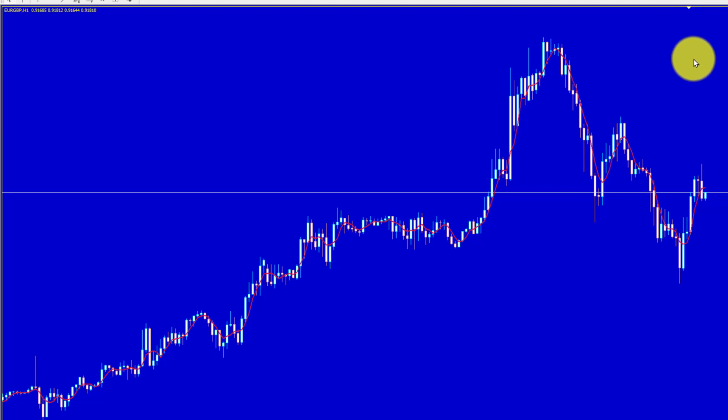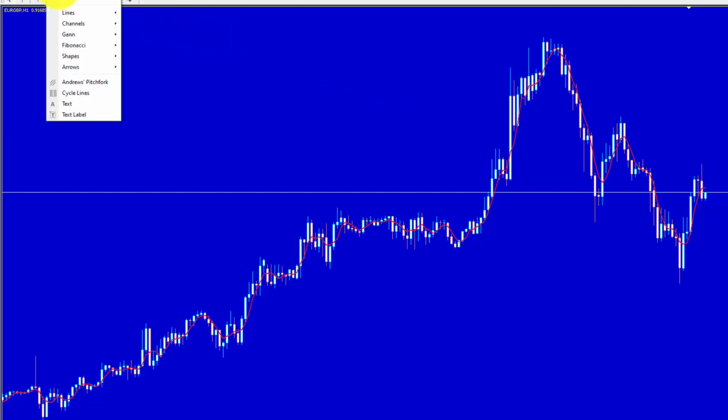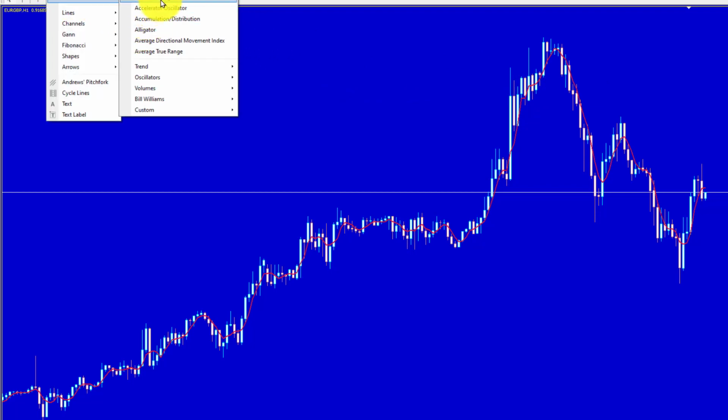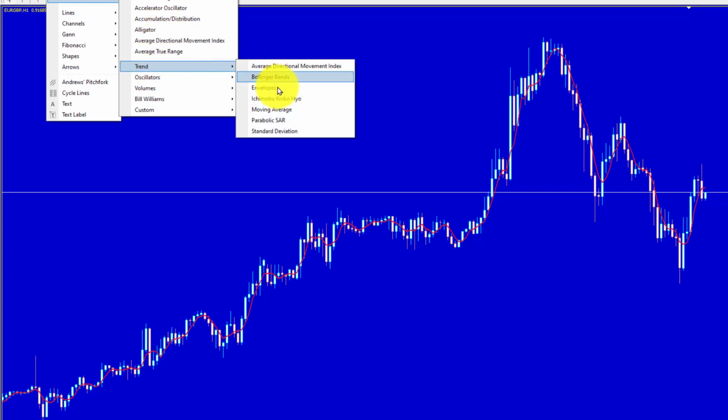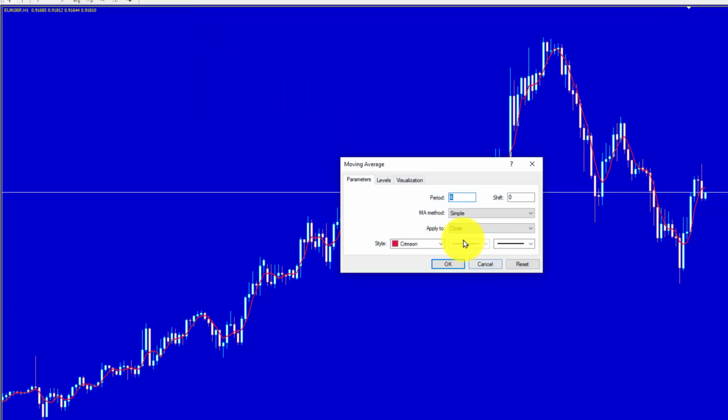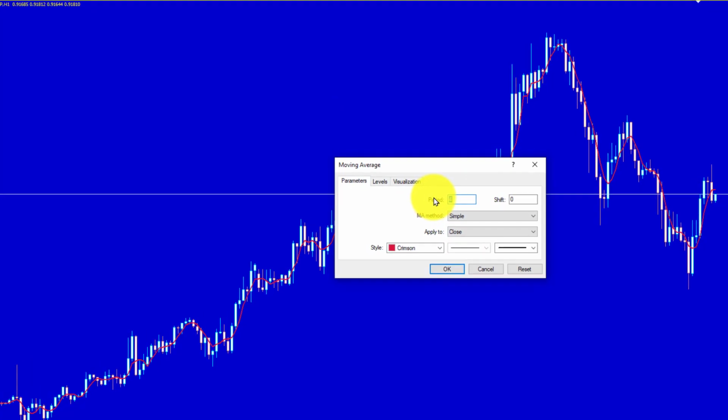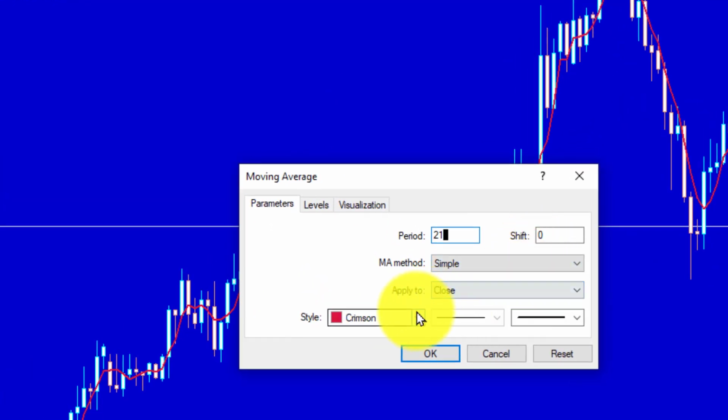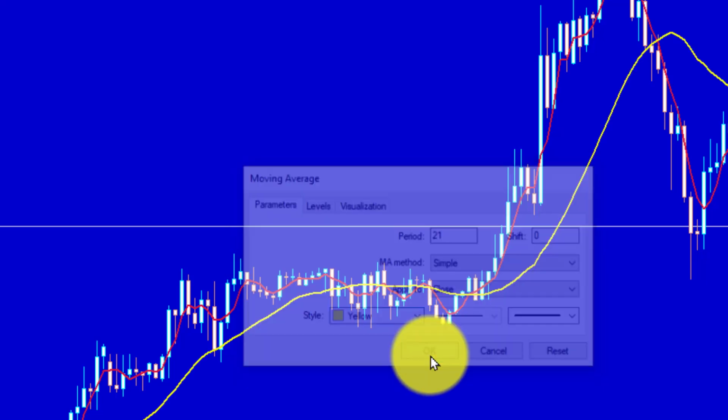So the first thing I would do is I would increase the period of the indicator. That's one way. So that's what I'm going to do. I'll just add another indicator. Insert indicator, and we'll go trend, and we'll go moving average, and let's go to 21, and we'll give it a yellow color, and it'll be simple and easy, and away we go.